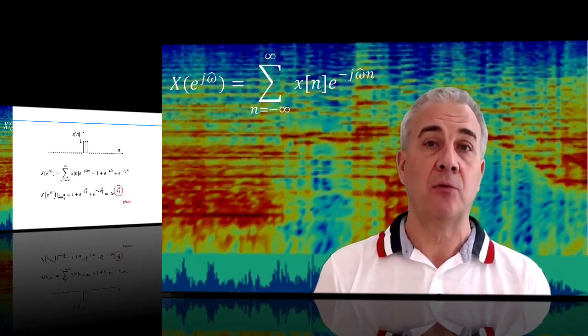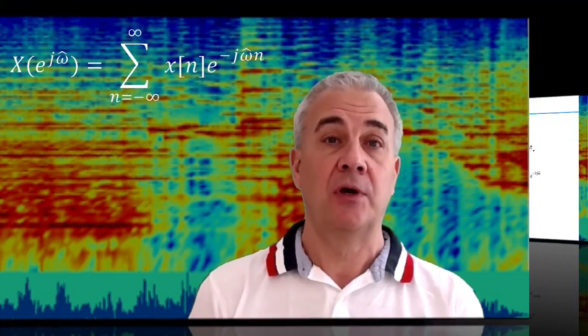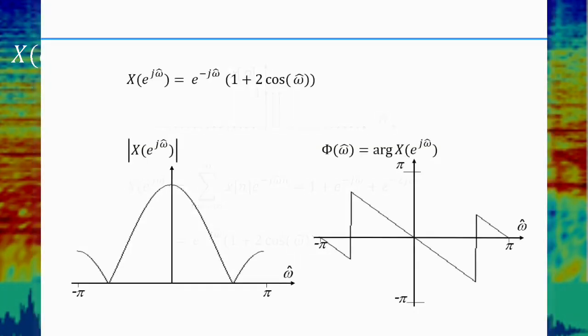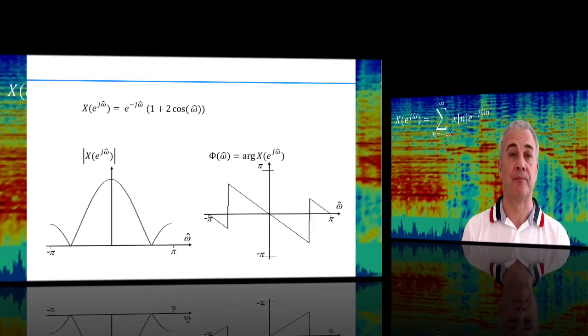In general, we need numerical methods to plot the full amplitude and phase spectrum. But in some special cases, like this one, we can rewrite the result so that the magnitude and phase appear directly in the DTFT expression. These can now be plotted quite easily, but again, this only works in special cases.